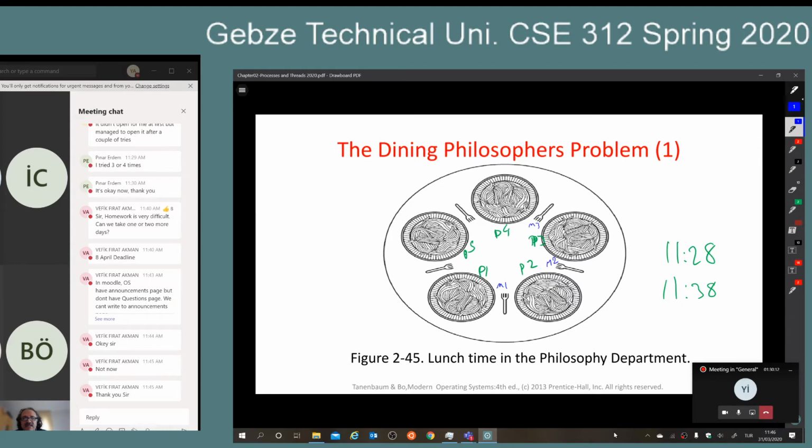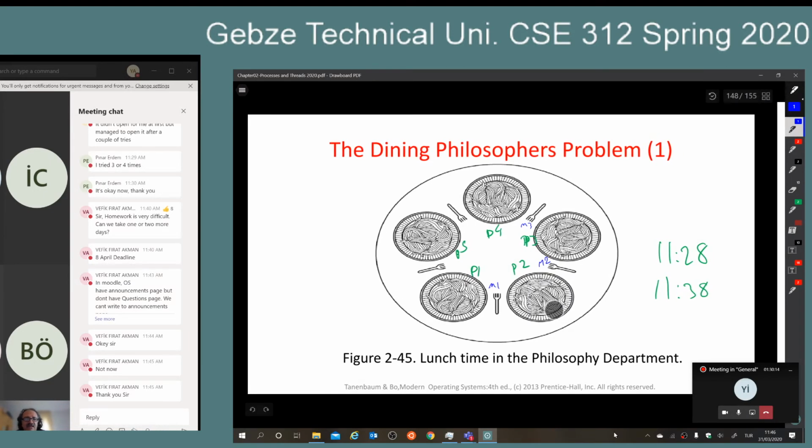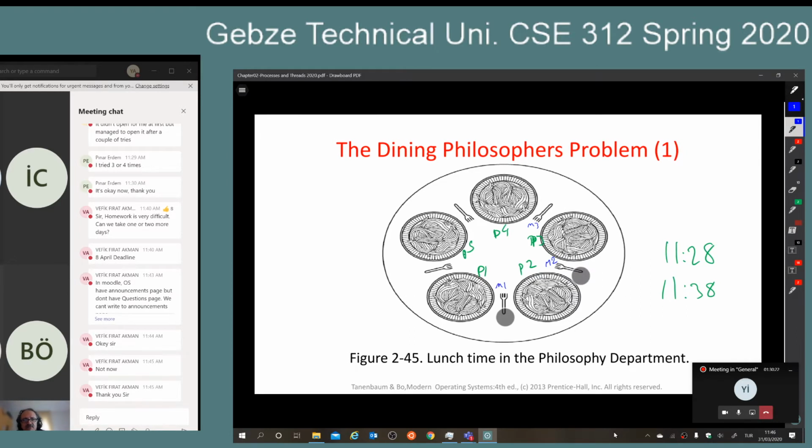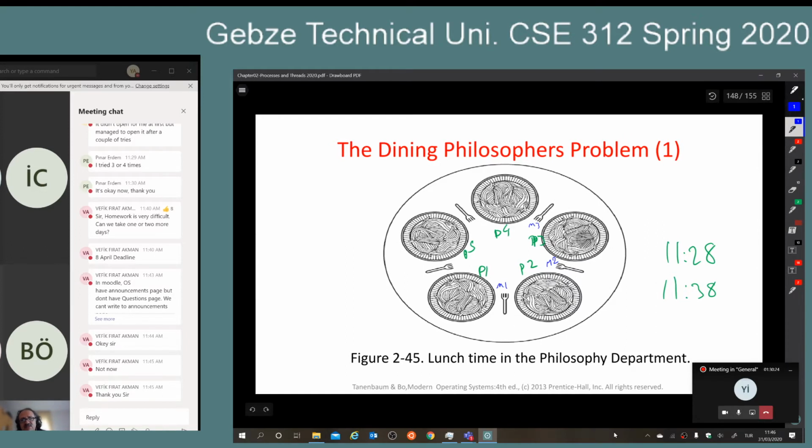Okay, they are eating pasta, so they need 2 forks. For this guy to eat the pasta, he needs these 2 forks. But if he eats, this one cannot eat because he needs these 2 forks too. So how would you solve this problem?